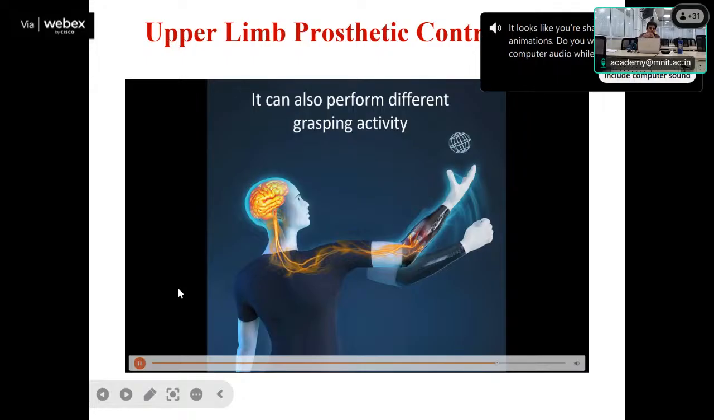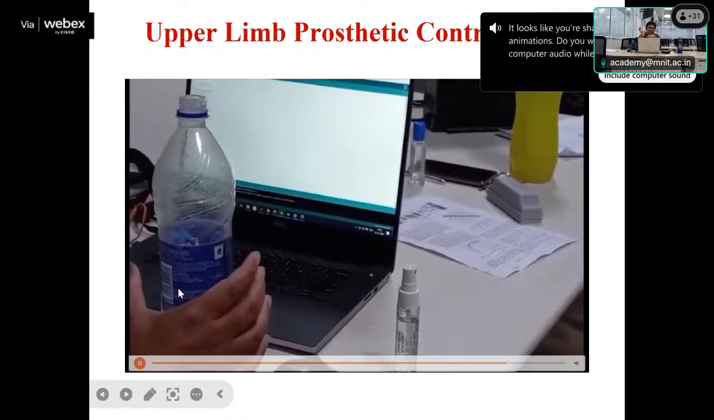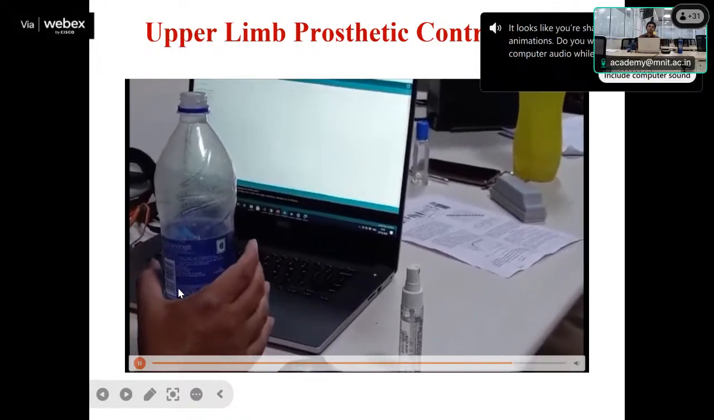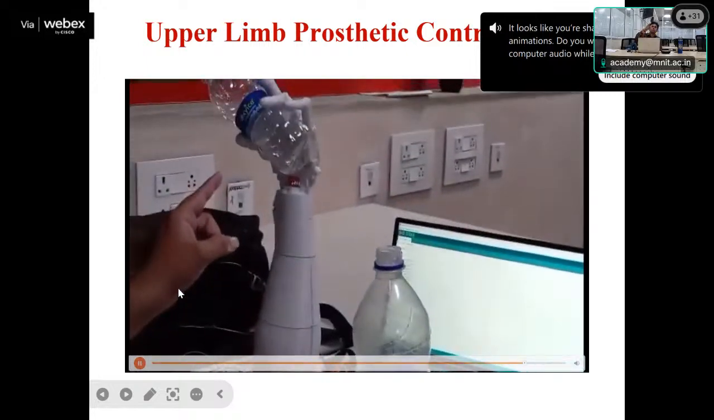Okay. So here you just observe that I am grasping the bottle. If I grasp the bottle and make my hand movement, then that robotic arm will also make a similar kind of finger movement. And if any kind of bottle is placed in front of it, then it will pick it up.